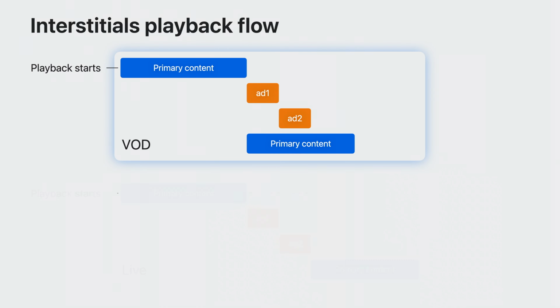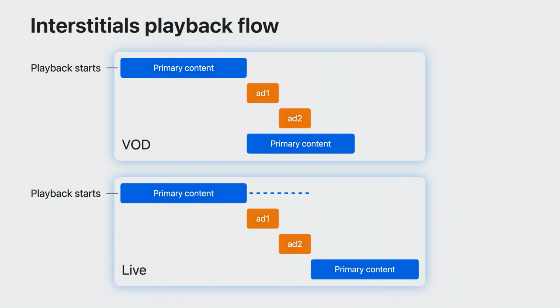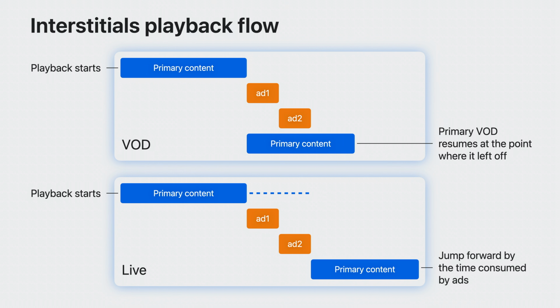Here is an example playback flow for VOD and live content. As you can see, we have back-to-back ad assets, that is ad 1 and ad 2, for both VOD and live use case. For VOD use case, playback is resumed at the point it left off. For the live use case, playback jumps forward by the time consumed by the ads. Resumption offset of primary content can be set by server-driven or client-driven method.